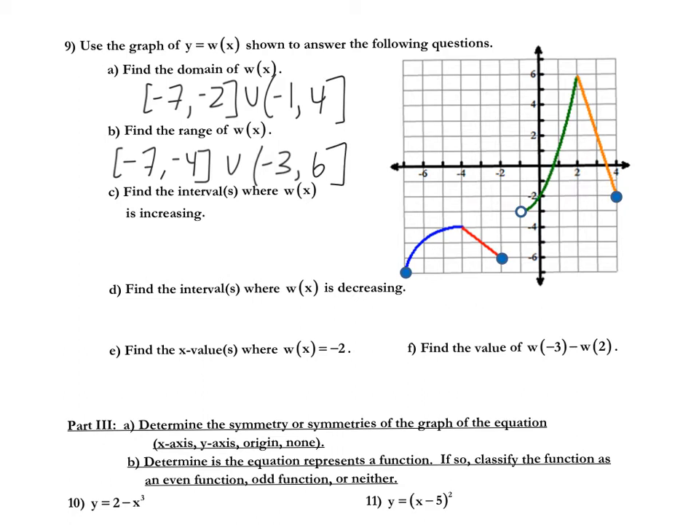Find the intervals where it is increasing. It's increasing right here, and it's increasing right here. So those are just the domains. Remember, that's just the x values. So the x values of this section are -7 up until -4. -7 to -4.